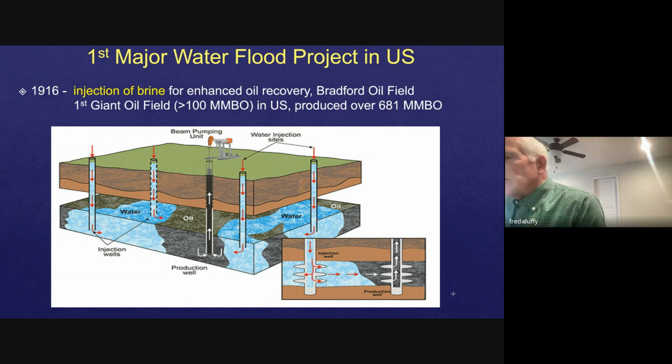The schematic that you're looking at doesn't really depict the water flood project of Bradford, but the concept is there. Basically, a class 2 well will inject brine. The water then will push the oil more toward the production wells, and that will increase production by another 10 or 20%.